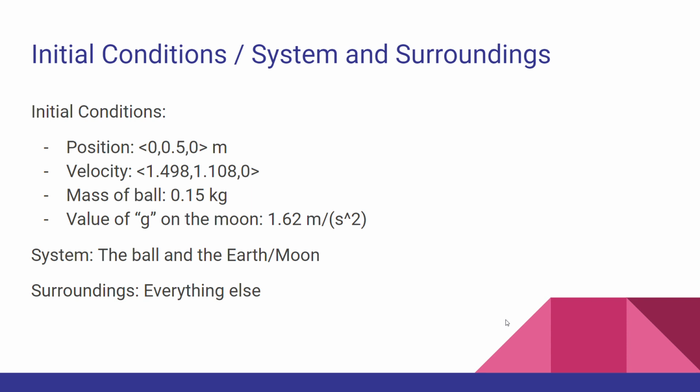Okay, so what are the initial conditions? I found that the initial position is 0.50 meters. The velocity is 1.498, 1.1080 meters per second. The mass of the ball is 0.15 kilograms, and the value of g on the Moon is 1.62 meters per second squared. And then the system in this experiment is the ball and the Earth/the Moon, and the surroundings is everything else.